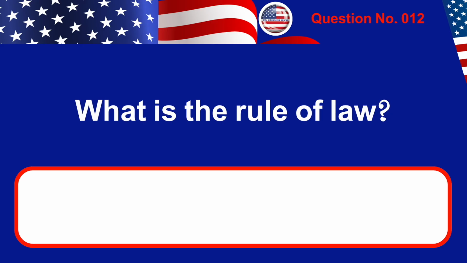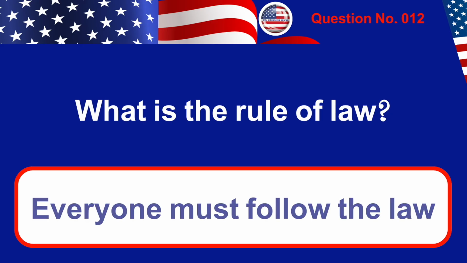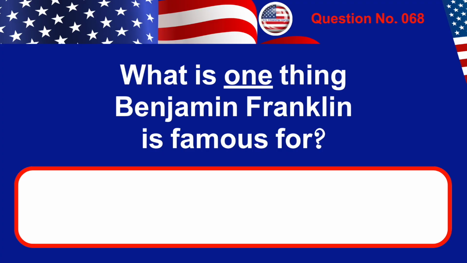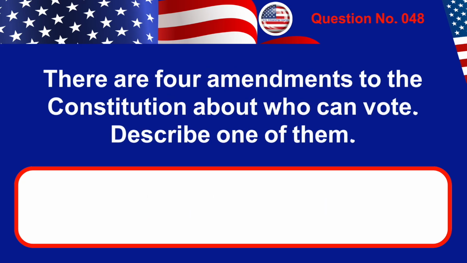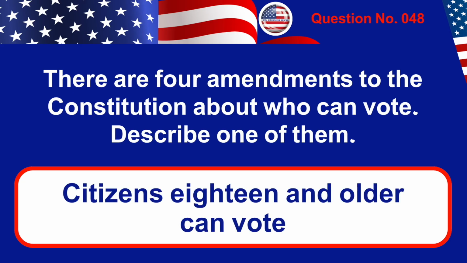What is the rule of law? Everyone must follow the law. What is one thing Benjamin Franklin is famous for? U.S. diplomat. There are 4 amendments to the Constitution about who can vote. Describe one of them. Citizens 18 and older can vote.